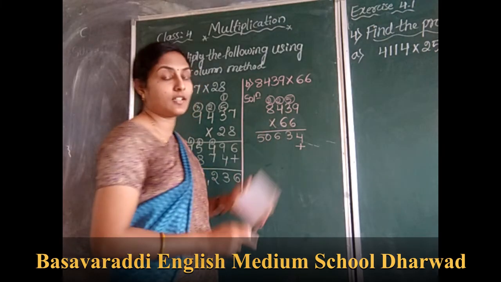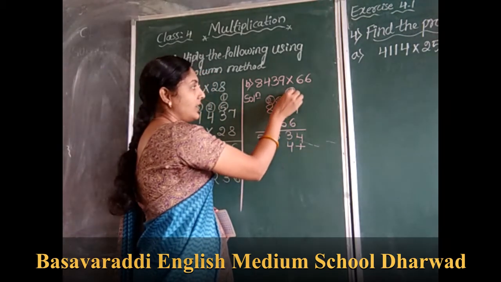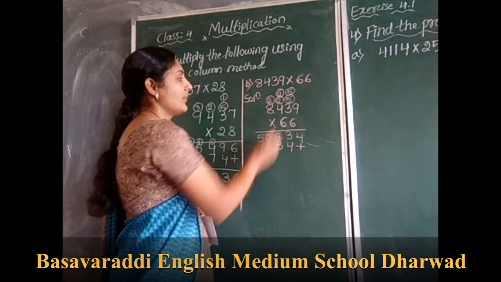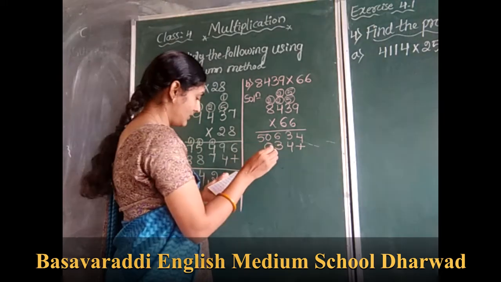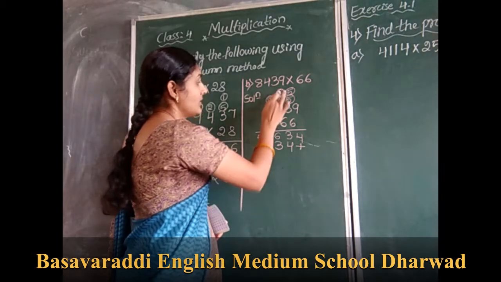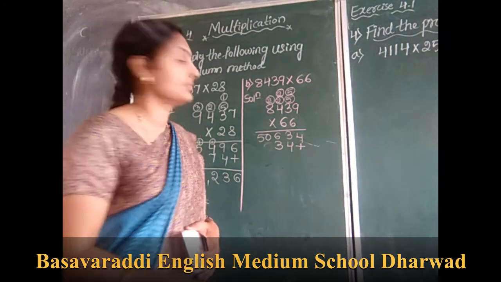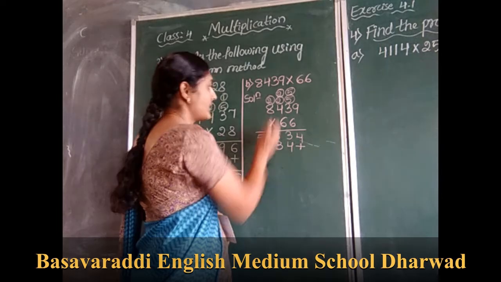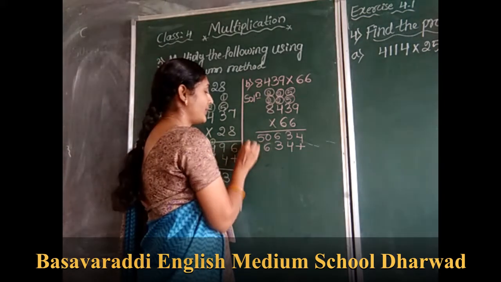That means 6 nines are 54. So write 4 here, carry over 5. Next, 6 threes are 18. So 18 plus 5 is 23. So carry over 2. Next, 6 fours are 24. The 24 plus 2 is 26. So write 6 here and carry over 2. Next, 6 eights are 48. The 48 plus 2 is 50.